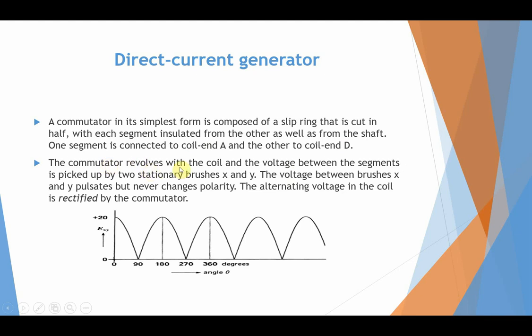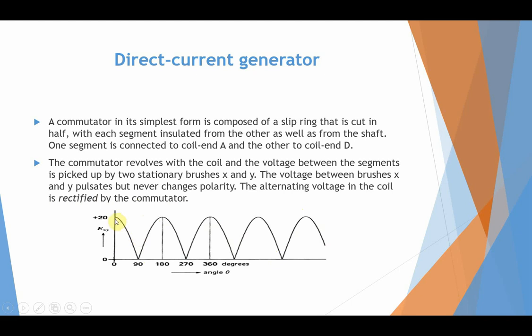The commutator revolves with the coil, and the voltage between the segments is picked up by two stationary brushes X and Y. The voltage between brushes X and Y pulsates but never changes polarity. Alternating voltage in the coil is rectified by the commutator. This is the pulsating voltage. We call it DC voltage because it does not change its polarity, meaning it stays on the positive side.